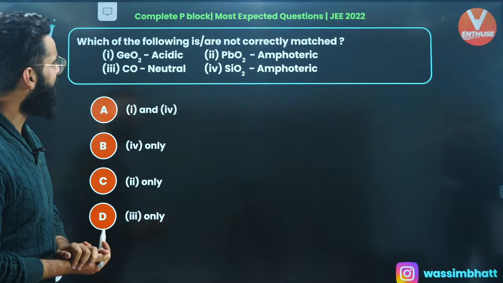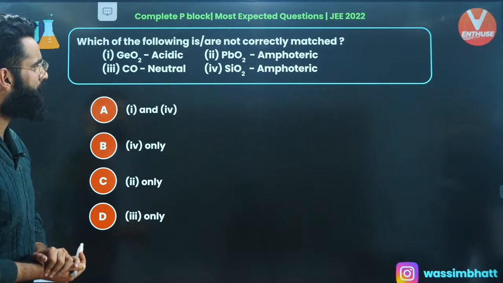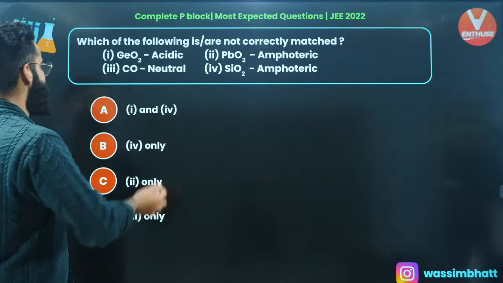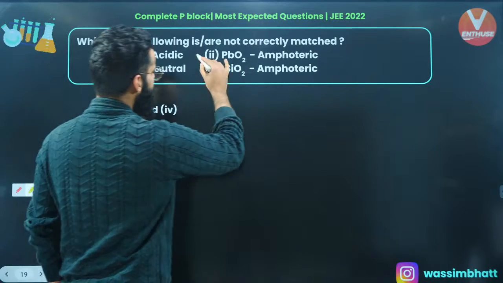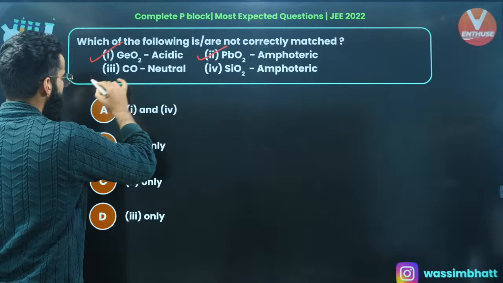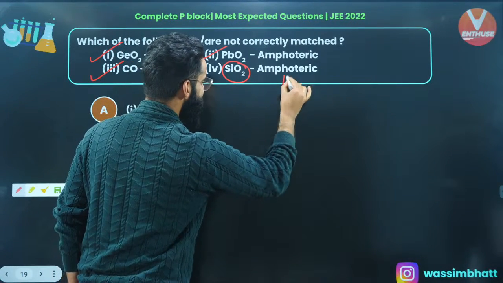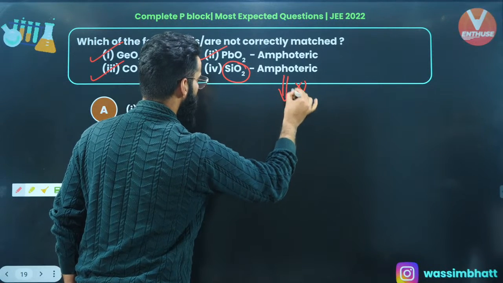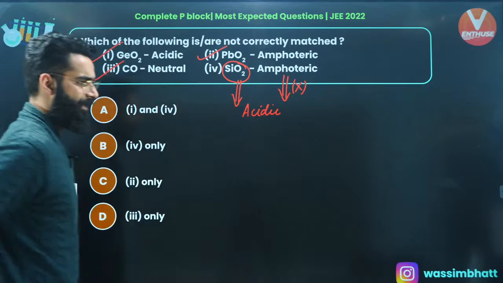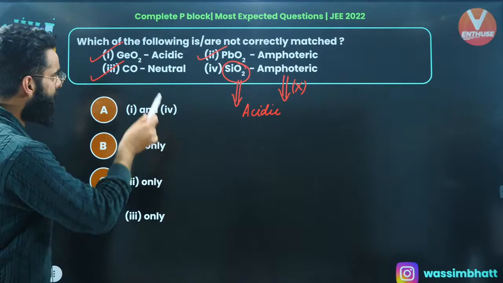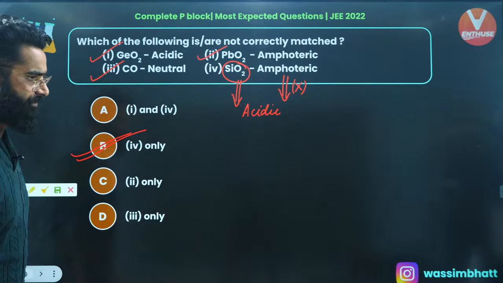Which of the following are not correctly matched? What do you think? See guys, germanium dioxide is absolutely acidic, right? PbO2 is amphoteric. Carbon monoxide is neutral. Look at this one, silicon dioxide. Is silicon dioxide amphoteric? No. Silicon dioxide is acidic. So it is going to be option 4. Where is 4? That means B. This is going to be the correct answer of this particular question.